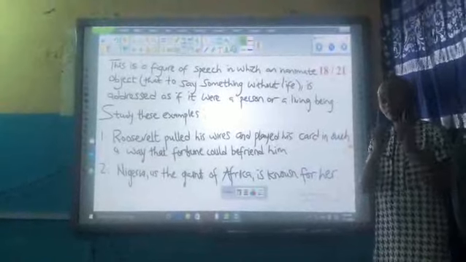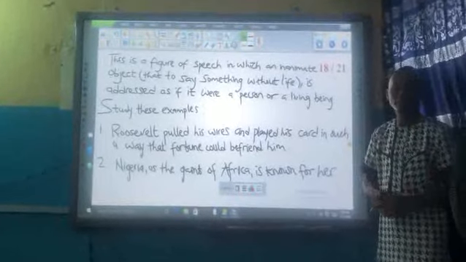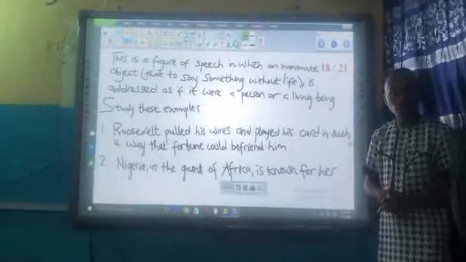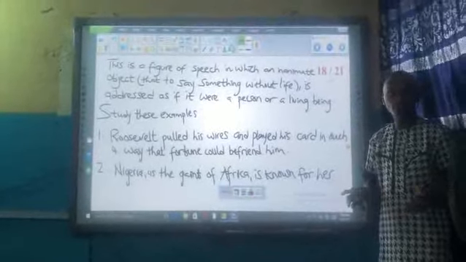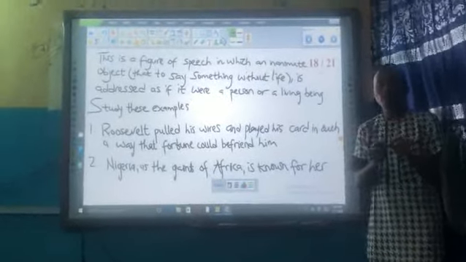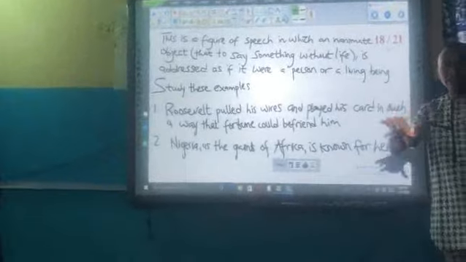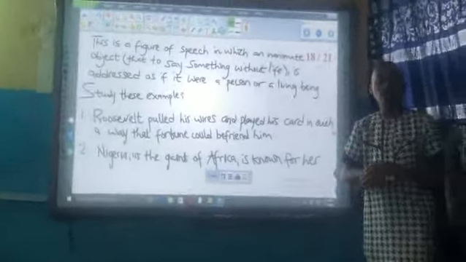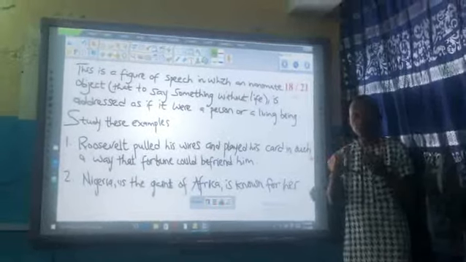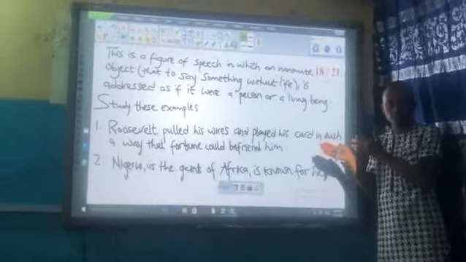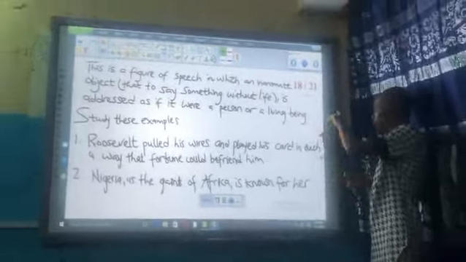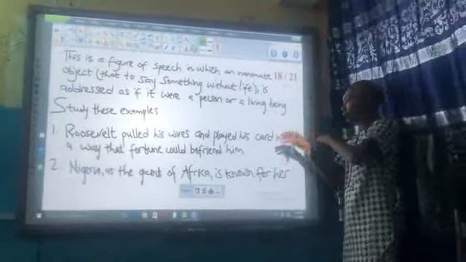Now we have personification. What part makes this expression personification? It's not the entire expression that accounts for personification, but the element contained in the entire sentence is what makes it an instance of personification, please. Now, Roosevelt pulled his wires and played his card in such a way that fortune could befriend him.